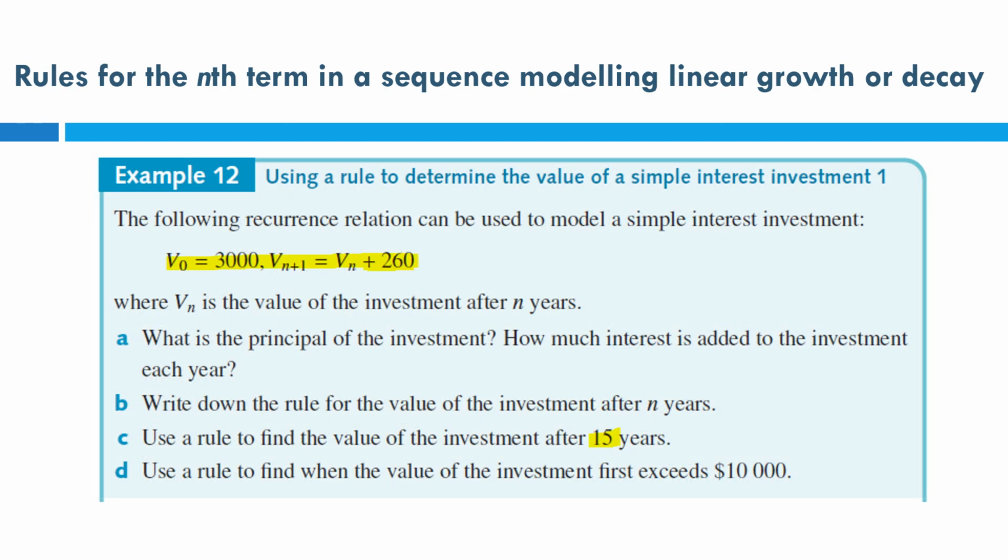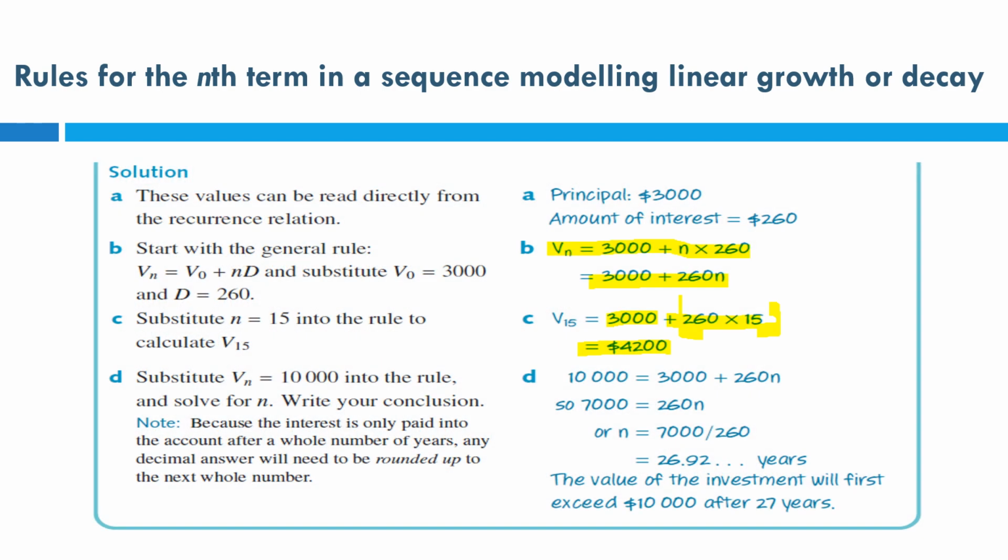Okay, and then the next question was, use the rule to find when the value of the investment first exceeds 10,000. So the value is, in this case, that's our subject. We no longer want V0 equals, we want Vn. But Vn, in this case, is an amount. We want to work out how long will it take before our investment is actually worth $10,000 or more. So we're saying $10,000 is equal to, and then we've got our rule, and effectively what we're doing is trying to find out what n is worth.